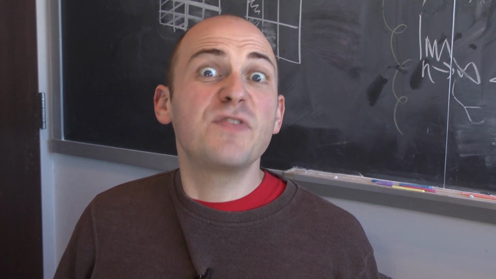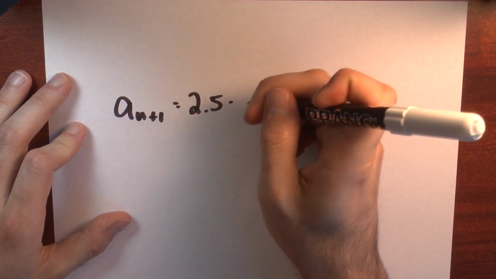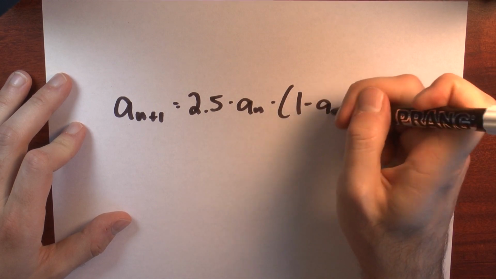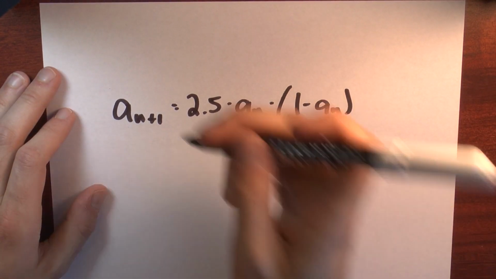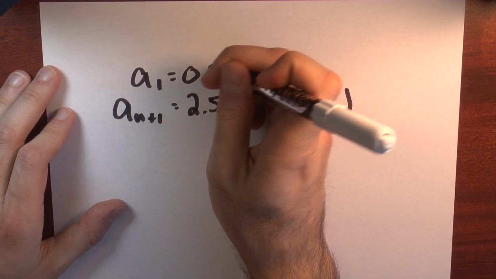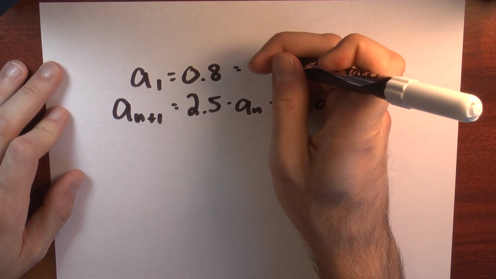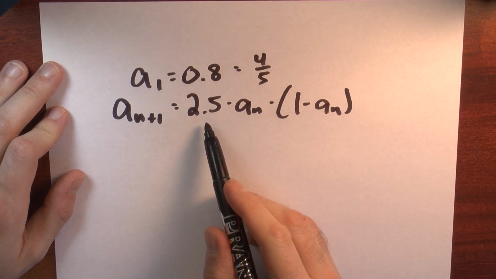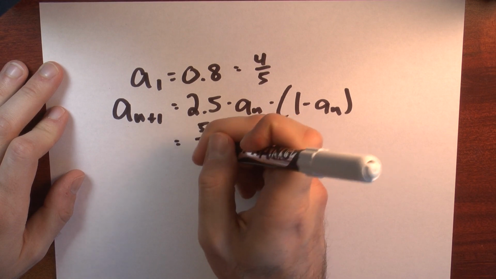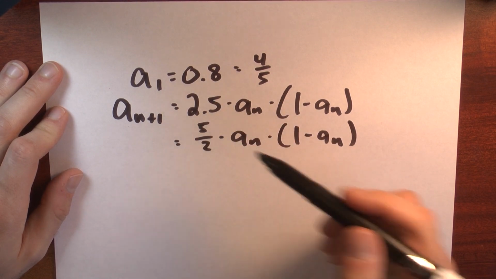What if we start with a different initial value? What if instead of a sub 1 equals 0.25, we make a sub 1 equal something else? So the recursive formula that we're using is a sub n plus 1 is 2.5 times a sub n times 1 minus a sub n. And before we were starting with a sub 1 equal 0.25, let's start with 0.8 and see what happens in that case. So if I start with 0.8, I could rewrite 0.8 as 4/5. And then instead of writing 2.5, I'll write 5/2 times a sub n times 1 minus a sub n, just so I can work with the fractions instead of the decimals.